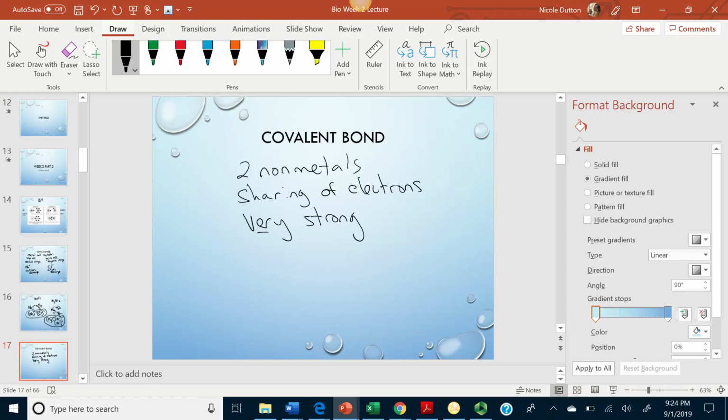But as soon as you have a covalent bond, this is a marriage now. So we have an equal sharing of electrons. In a marriage, you share everything. And these are very strong. It takes a lot of energy in order to break them apart.